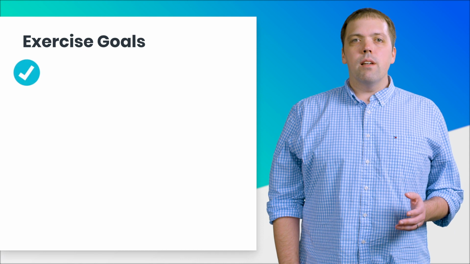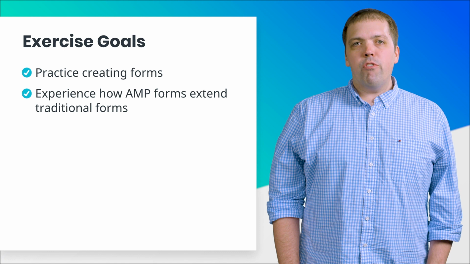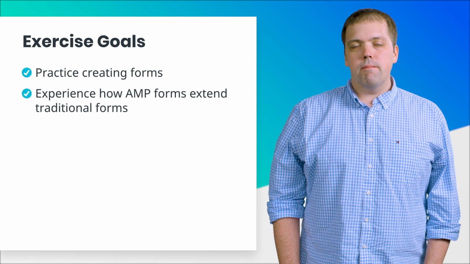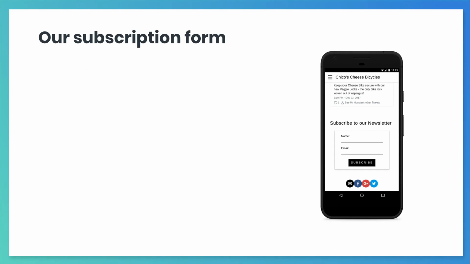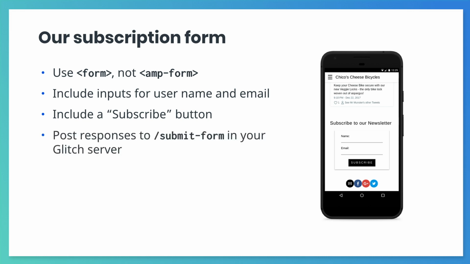In this exercise, we'll practice creating forms and we'll experience how AMP forms extend traditional forms. So it's time to implement our subscription form. Using the documentation for AMP form, add a form below your new header. Remember that the element is called form, not AMP form. The form should contain text inputs for the user's name and email. It should contain a button labeled subscribe. This is going to be an input of type submit. And it should be able to post form responses to /submit-form.